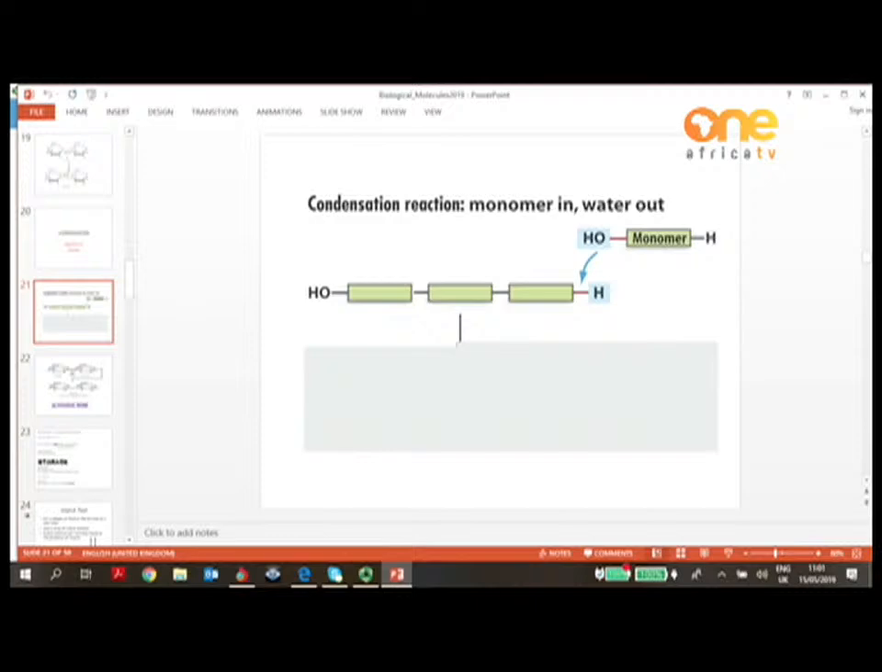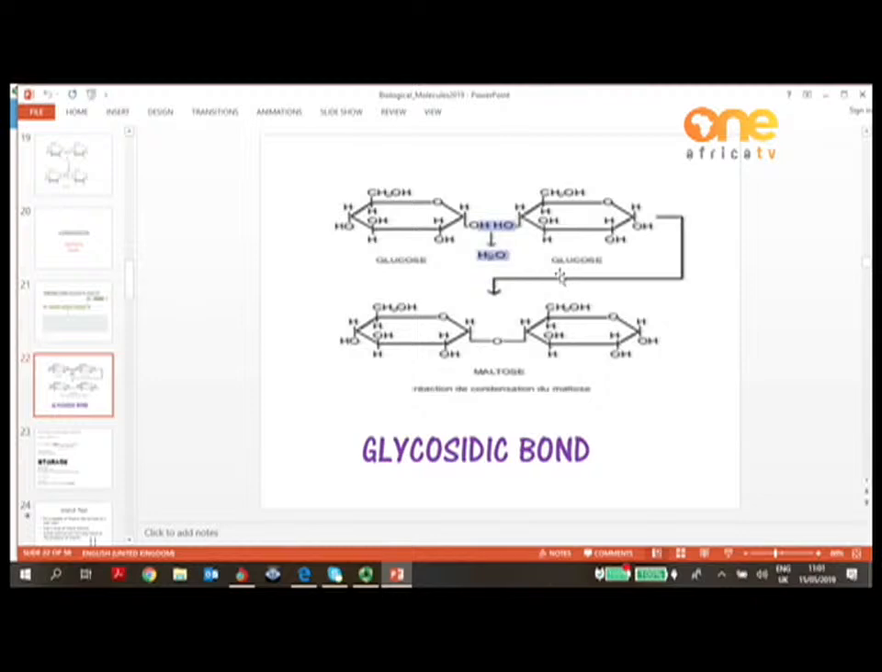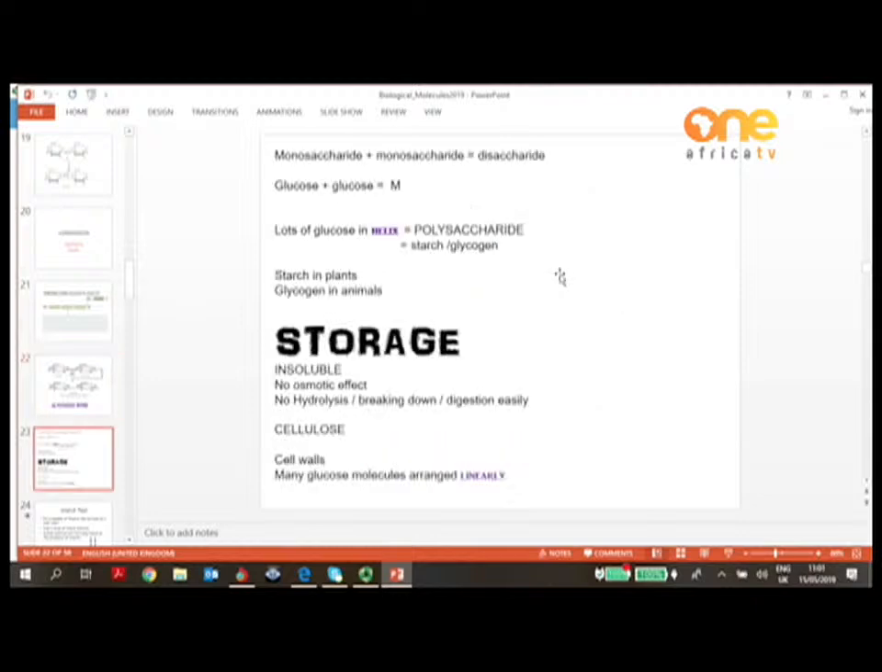I think we do understand that if I add the monomer to... we already did that one, sorry, I want to continue to that one.